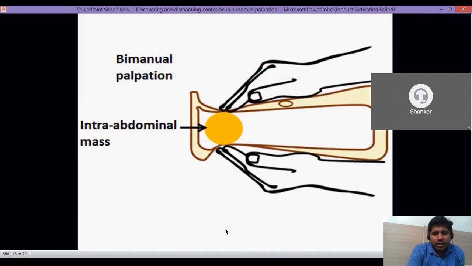Now you look at this. The patient, there is a right hand on top, left hand on bottom, and both of them are pressing to reach for the mass. You can see this as the umbilicus. So you see bimanual palpation, both hands are pressing against each other and trying to palpate the mass.